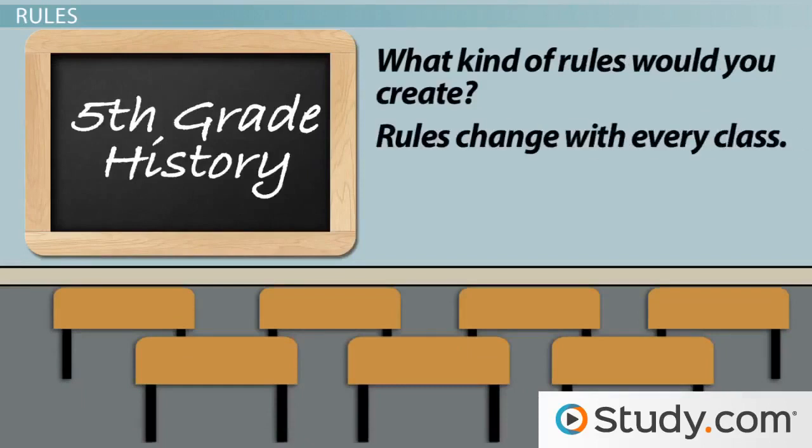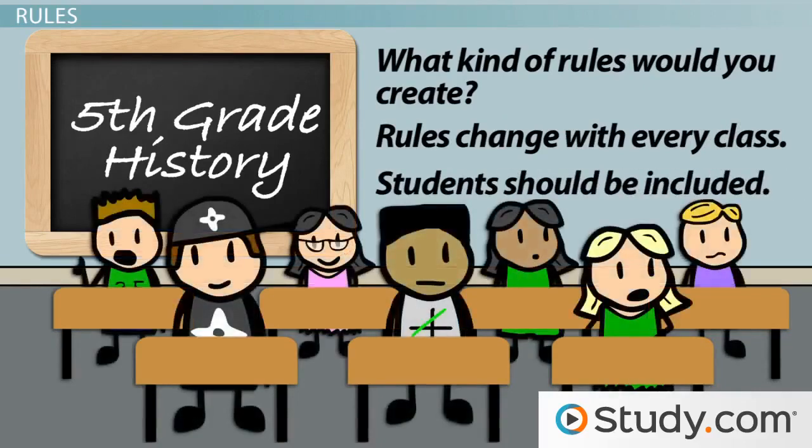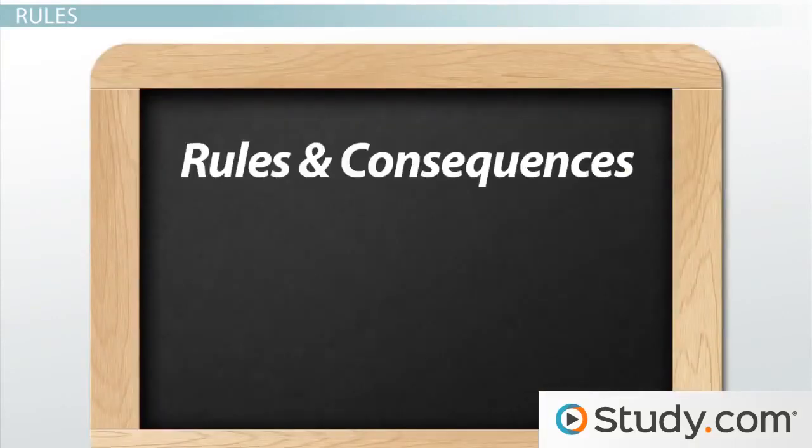The rules that are needed change with every class, and most teachers agree that the students should be included in creating them. The general strategy is to have an idea of what rules are needed, but then include the students in actually creating them, as well as the consequences for breaking them. When students have a say in the matter, they have ownership in what has been decided and are more motivated to follow the rules. It's recommended that teachers devote a portion of the very first day of class to coming up with rules and consequences.